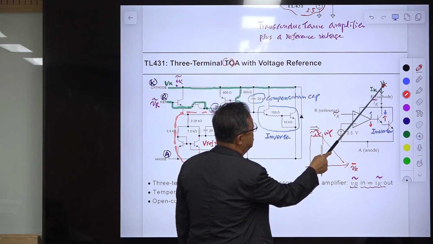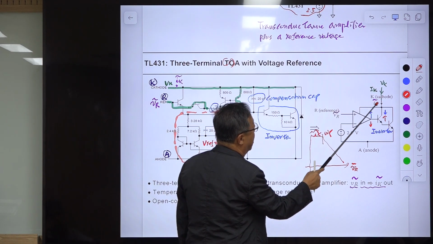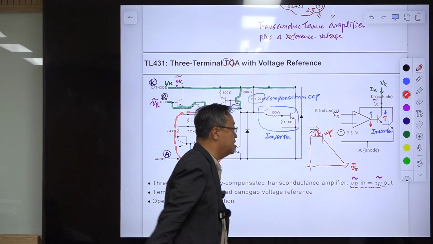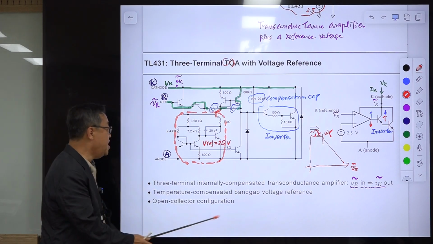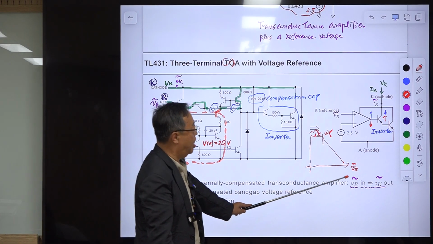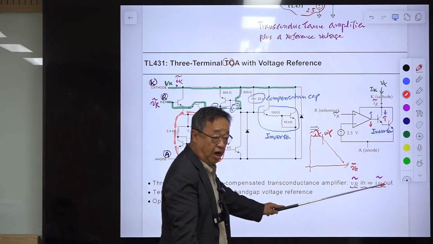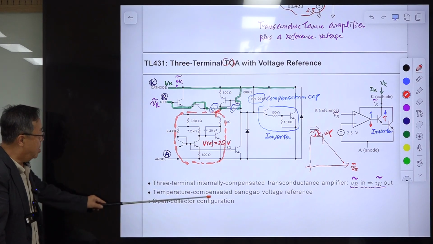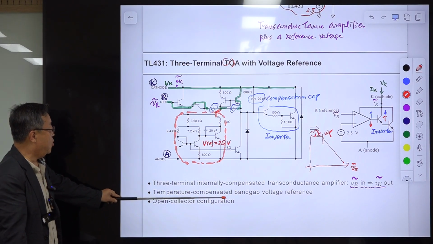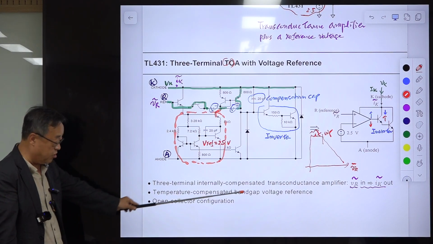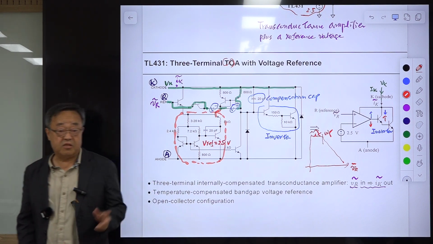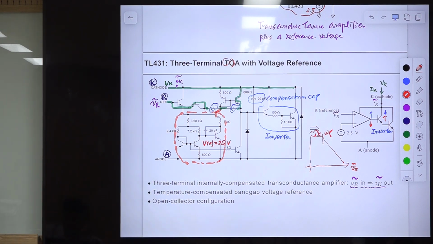This maybe is the DC, and the AC is reflected to here. Then this will be DC plus AC. But we are only interested in AC. So it is this one, VR AC in, IK AC out. Because of this, it is called a transconductance amplifier, and it has a good reference, temperature compensated, the bandgap voltage reference, and this is an open collector structure. Okay, this is one simple structure of an operational transconductance amplifier.